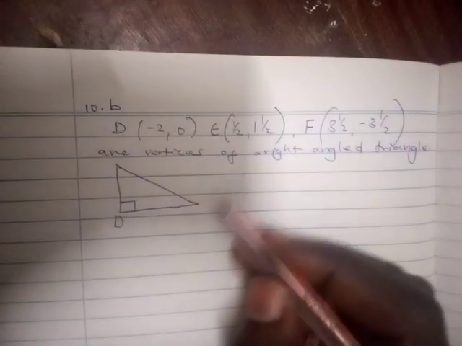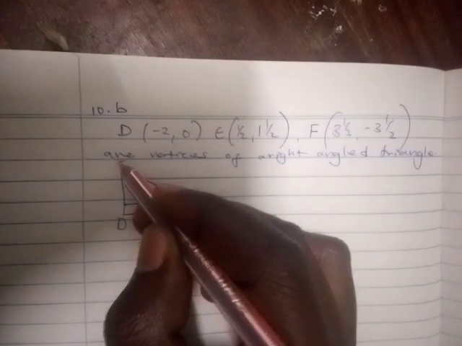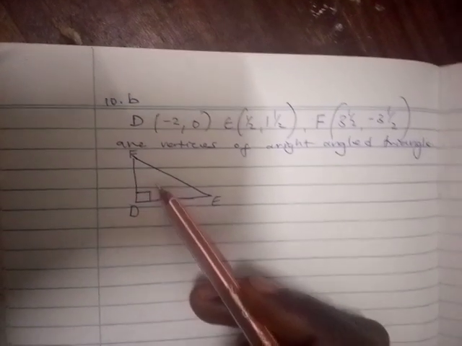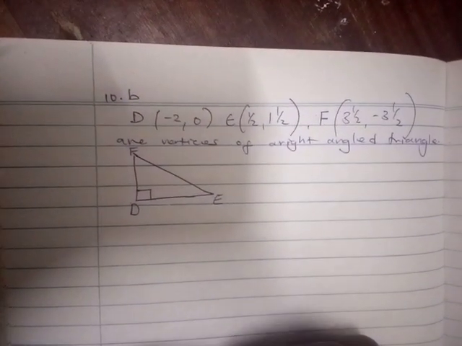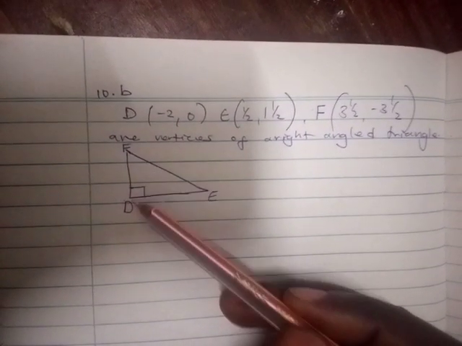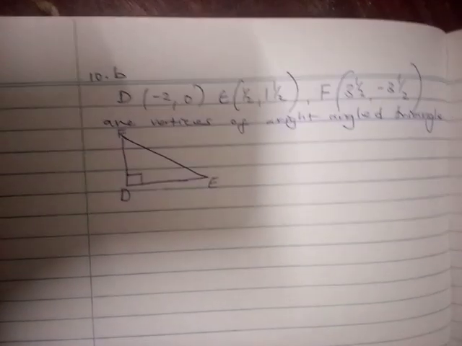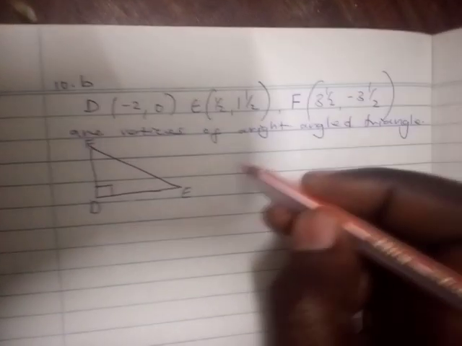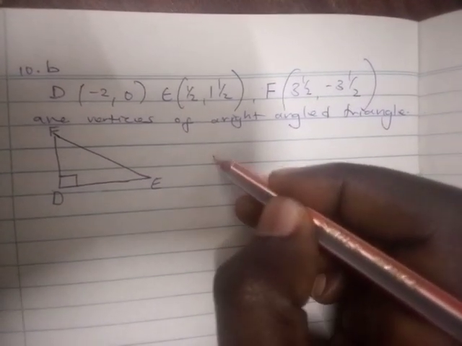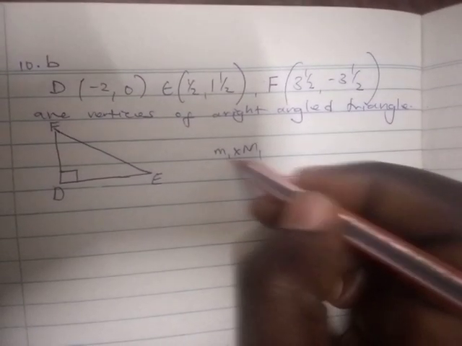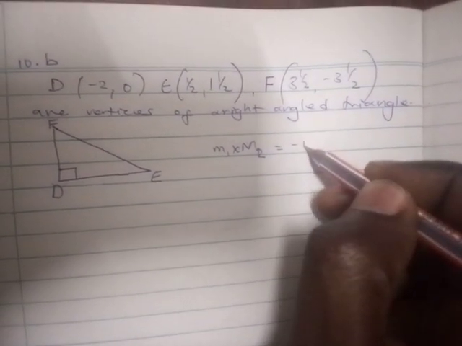So it means if these ones are vertices, we can have D here, we can have E here, we can have F here. Okay? So if this one is a right angle, it means that for you to show that these ones are vertices of a right angled triangle, the slope of any two of the lines should be showing us that they are perpendicular. Remember, when we want to know that these lines are perpendicular, the product of their gradients, gradient 1 times gradient 2, should be equal to negative 1.